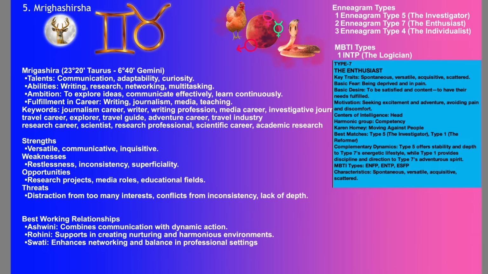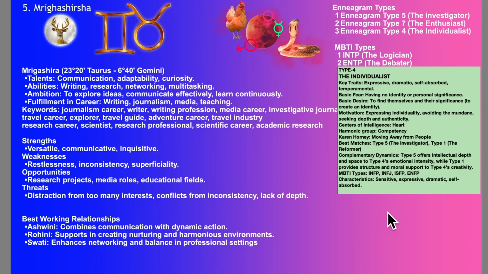That's type 7 for you. Next one is the individualist, type 4 Enneagram. Now, type 4 individualist key traits are they are expressive, they are dramatic, they are self-absorbed, and they are temperamental. Guess what kind of roles they would fit in?